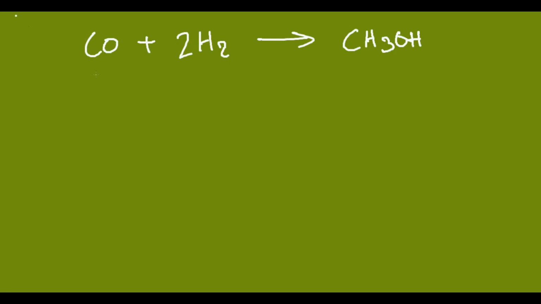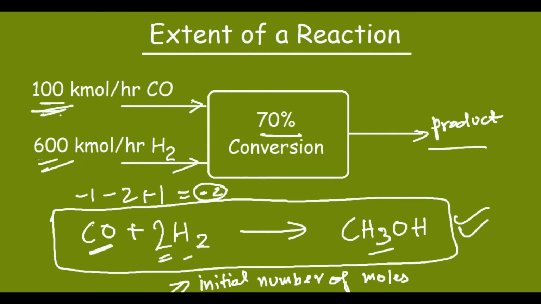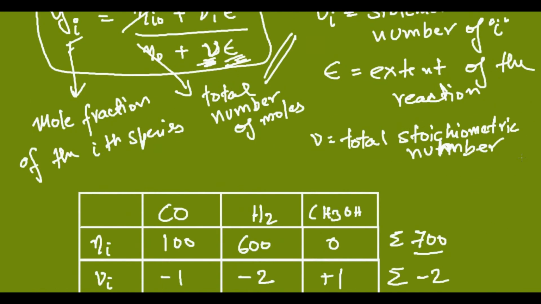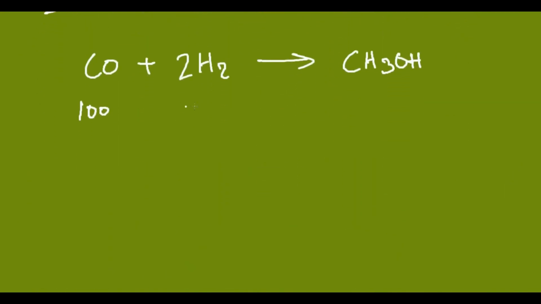So I have to give a 2 over here to balance the equation. Now initially the CO which is present is 100. They have given that 100 is entering and 600 kilomoles per hour of hydrogen is entering. So 100 over here and 600 over here. These are initial moles. Initially methanol is 0. Now I will write the final moles.